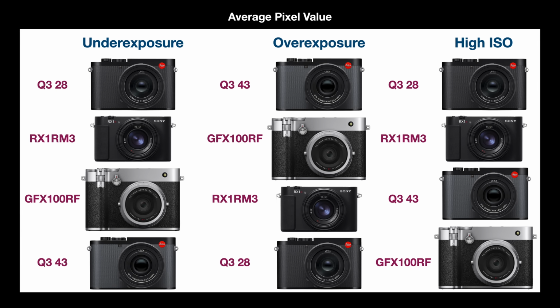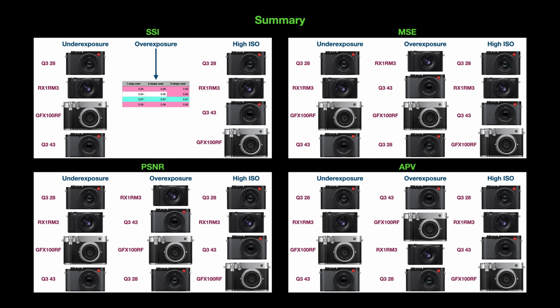And on high ISO, we have the consistent Q328 on rank number 1, then the Sony, then the Q343. And again, for the repeated time, the Fuji medium format performs worst on high ISO values. Now here's the summary where I actually show you all the results in one shot.